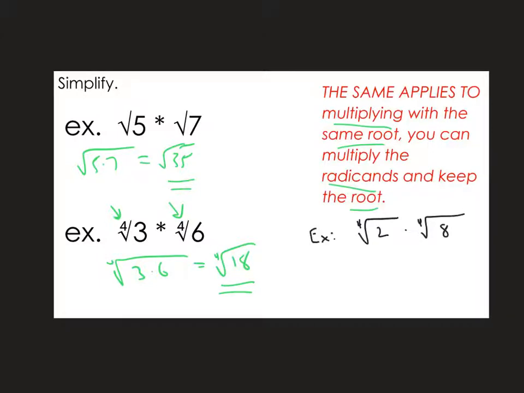Now, just one more example. If you had the fourth root of 2 times the fourth root of 8, that would be the fourth root of 2 times 8, which would be the fourth root of 16, which is a perfect fourth root. That would have been 2, just for the record. Always look for any kind of simplifying of the root you can at the end.